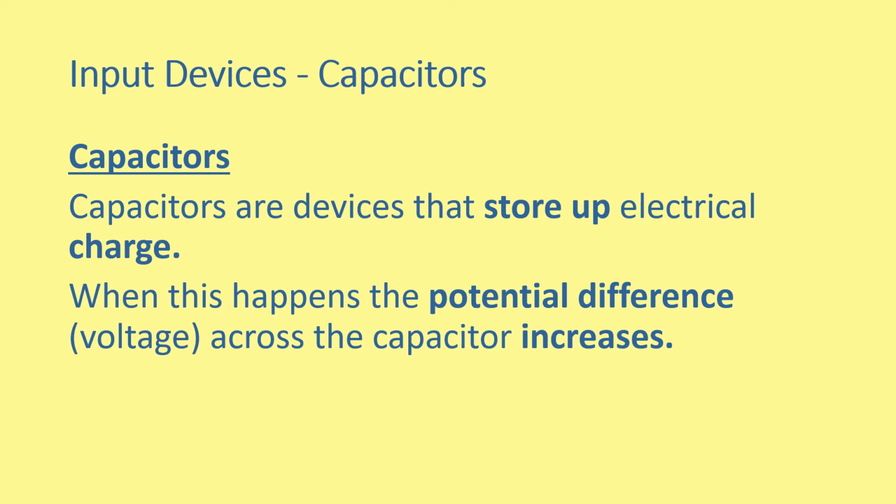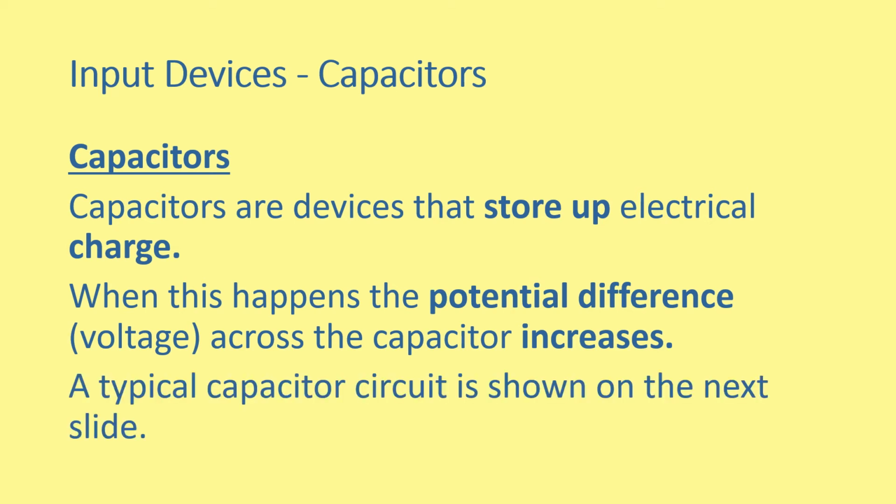As the capacitor stores up electrical charge, the potential difference across the capacitor increases. And that's because each of the charges that's being stored by the capacitor has a small amount of potential. A typical capacitor circuit is shown on the next slide.